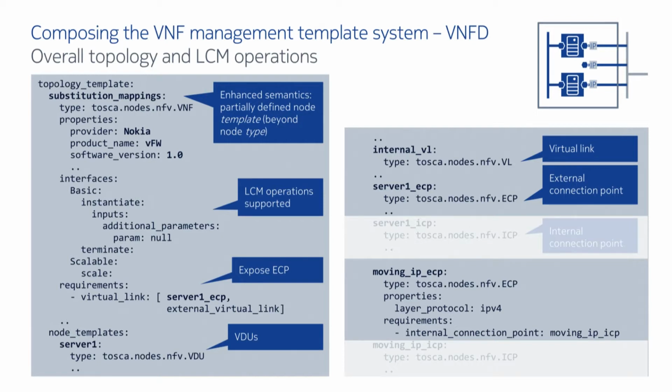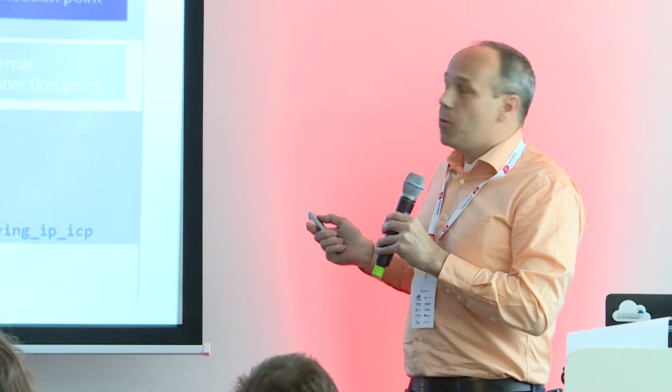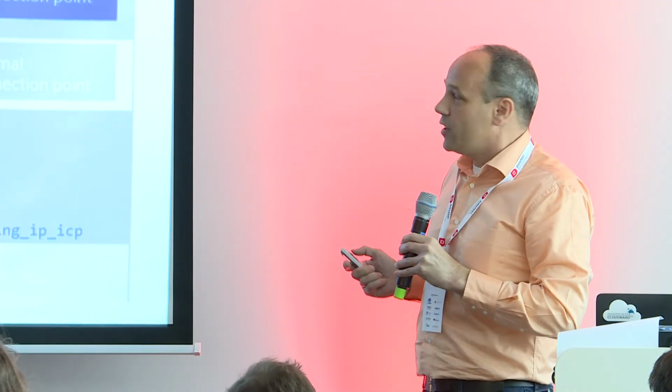The upper part, the substitution mapping, is actually the external interface of this VNF. So it says that everything written down there constitutes a single VNF node. By the way, this is the internal topology of this VNF. It consists of two servers. Each of them has a connection point, and there is a third connection point which is dangling and which realizes a so-called moving IP concept where one of the servers can grab the IP address.